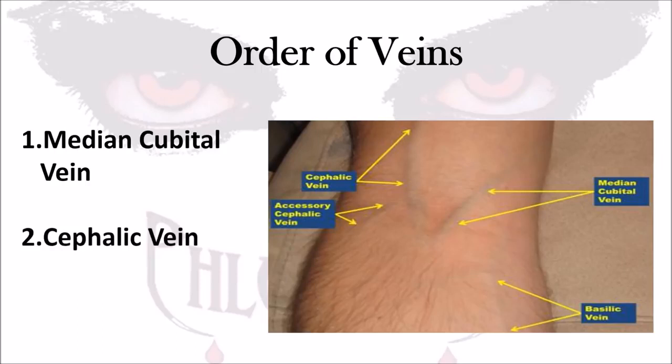Second, if the median cubital vein is not accessible, then we should look second to the cephalic vein. Now, in case the cephalic vein is not accessible as well, then last we should consider the basilic vein. The basilic vein should always be considered last when inspecting an arm.